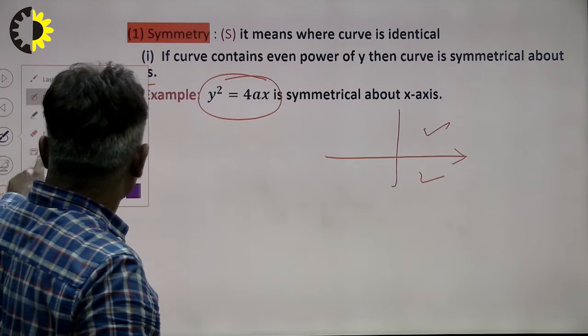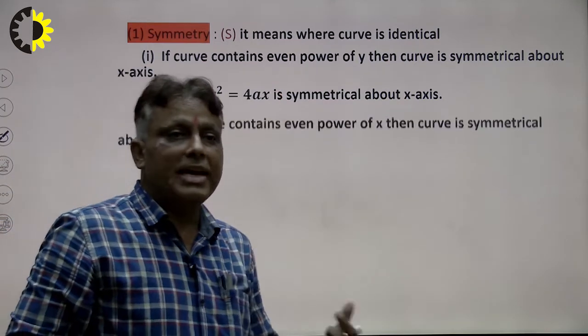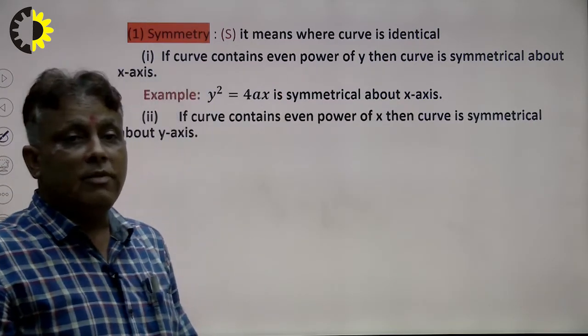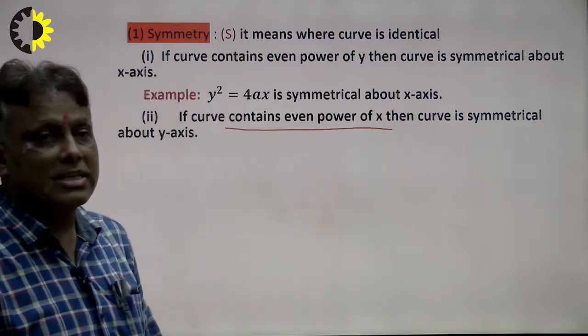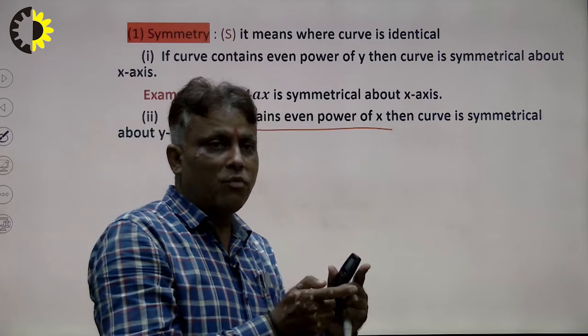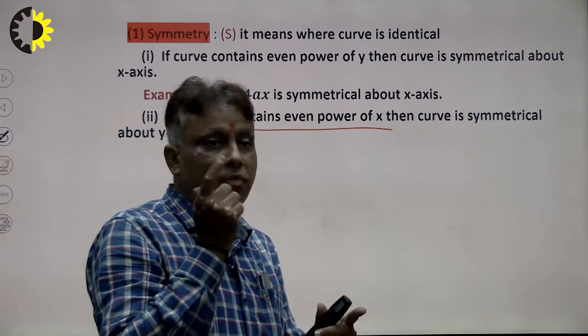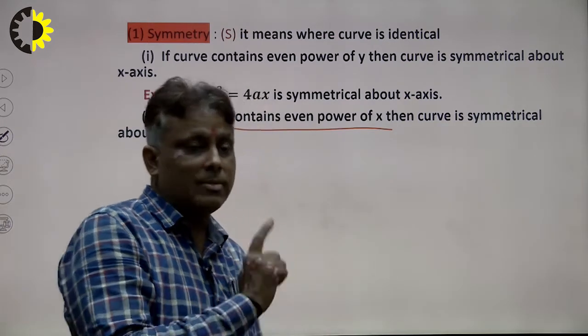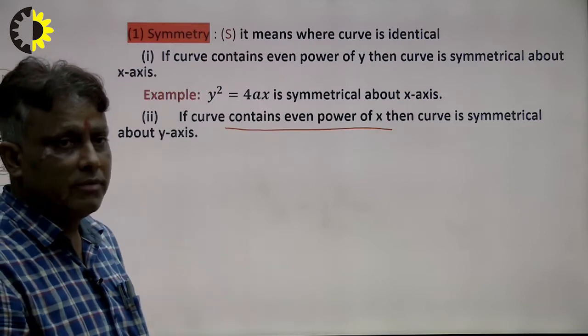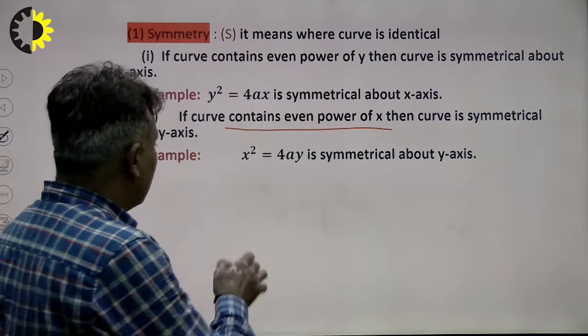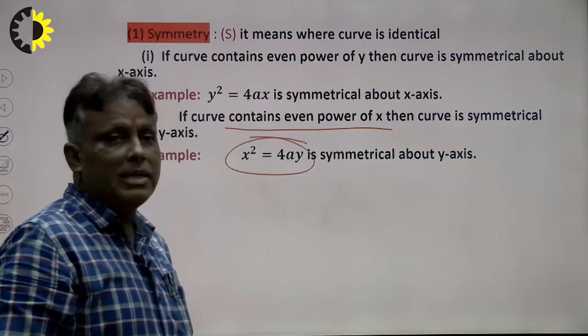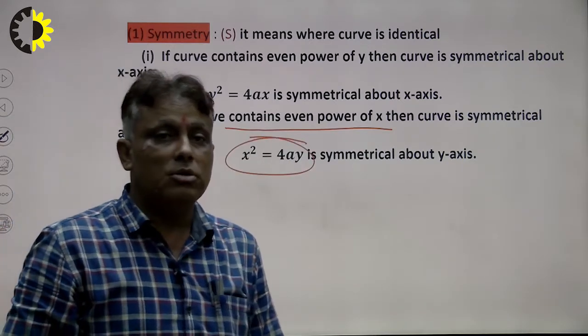Next, in the same way, second symmetry: if the curve contains an even power of x, I write here, then the curve is symmetrical about the y axis. Just opposite, if even power of y, the curve is symmetrical about the x axis. If even power of x, the curve is symmetrical about the y axis. Opposite meaning. And third, I explain here, x square is equal to 4ay. That means the given curve is symmetrical about the y axis.